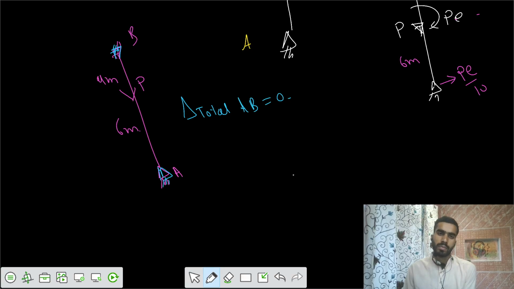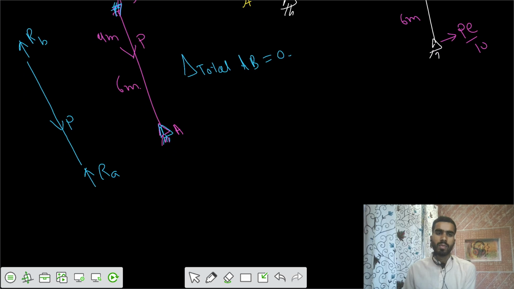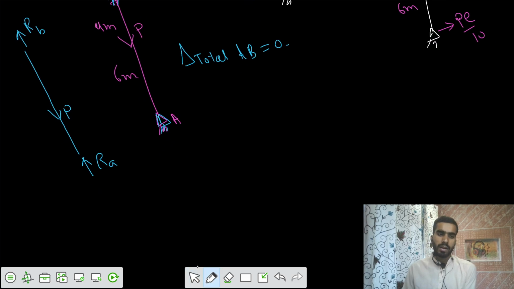So if I make the free body diagram, let's say this is your free body diagram. You are applying a P here. That means there should be some upwards reaction at A. Let's call it reaction at A. And similarly, there should be some reaction at B also upwards. Let's assume that reaction B is also upwards. Now, if I make the free body diagram, you have this line, and there is some reaction RA upwards.